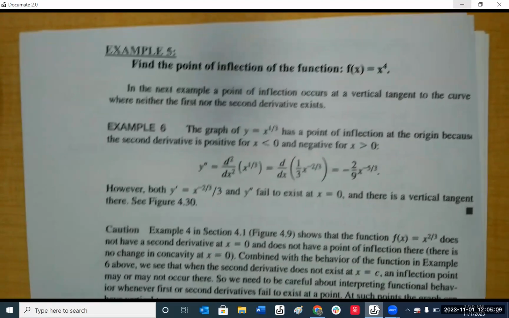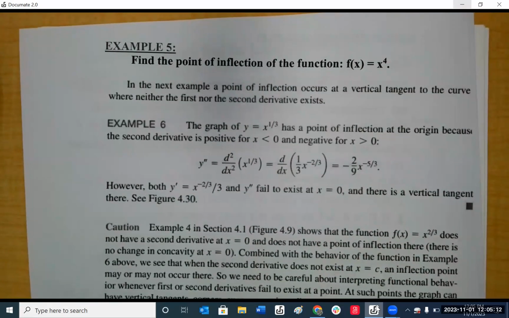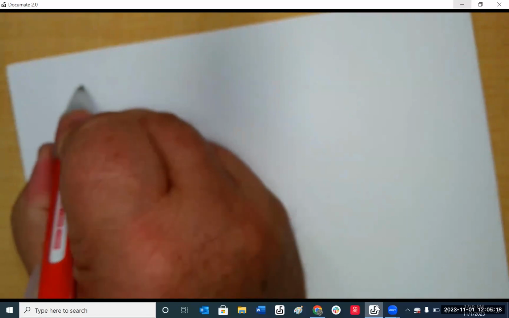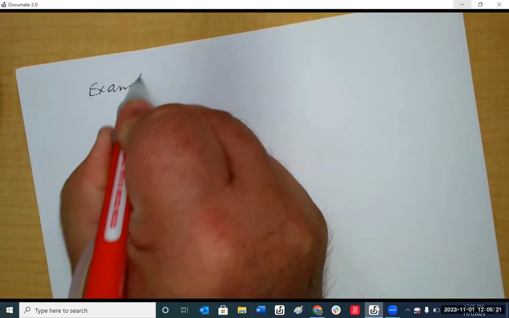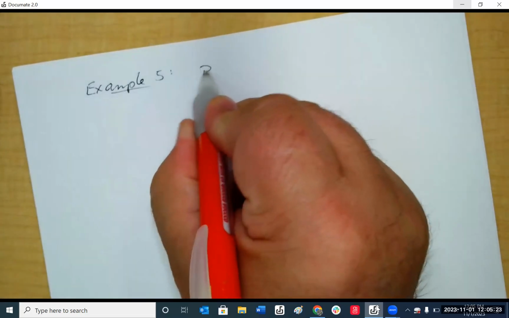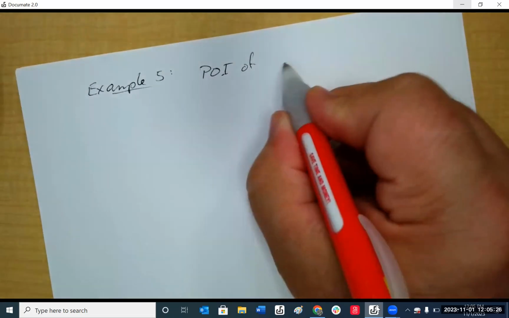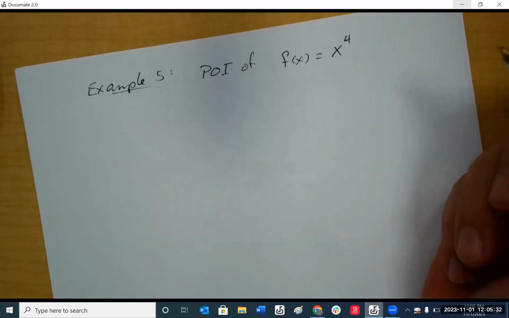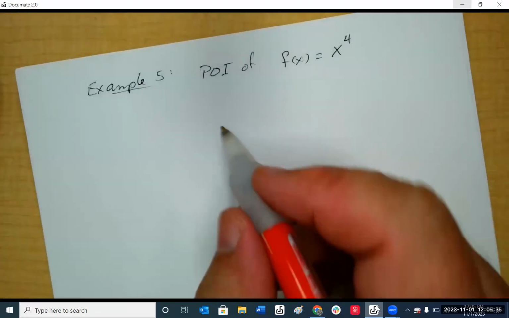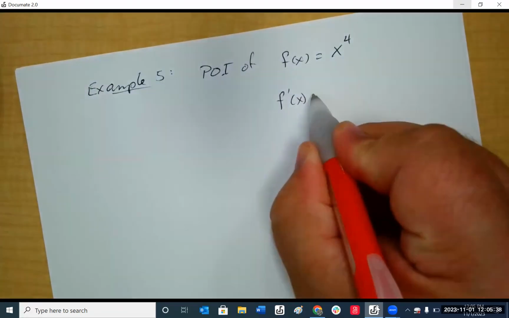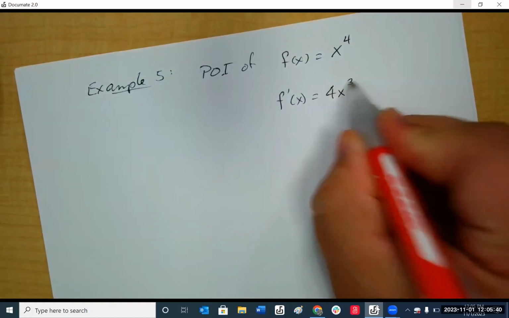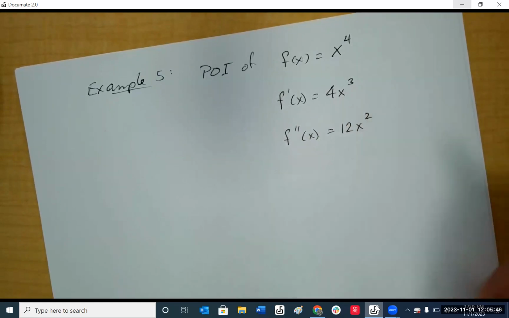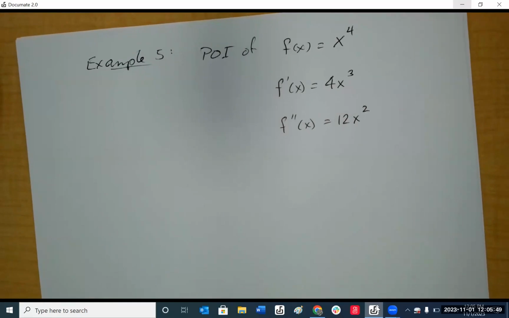Example 5. Find the point of inflection of this one. Are they serious? Point of inflection of f of x equals x to the 4th. So the first derivative, we get 4x cubed. The second derivative, we get 12x squared.